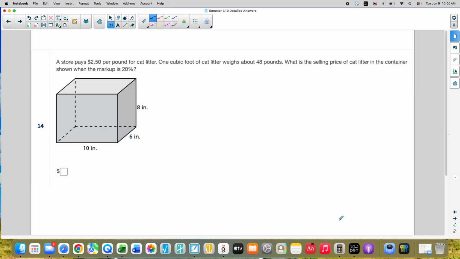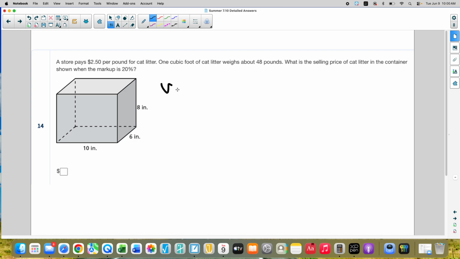All right, we're not done. We got one more. A store pays $2.50 per pound for cat litter. 1 cubic foot of cat litter weighs 48 pounds. Wow. 1 cubic foot. That's a lot of cat litter, but that's pretty heavy. That's pretty dense. What is the selling price of the cat litter in the container shown when the markup is 20%? Okay. So first thing we have to do is find how many cubic feet are in this, the volume.